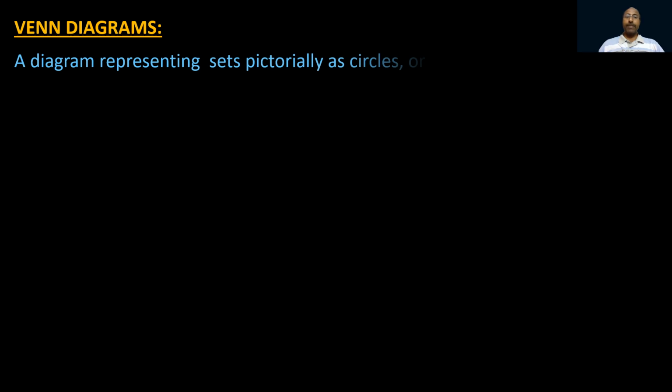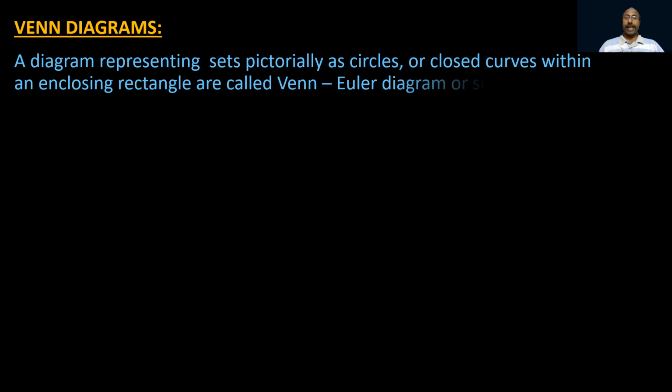Now let us see Venn diagrams. What is a Venn diagram? A diagram representing sets pictorially as circles or closed curves within an enclosing rectangle is called a Venn-Euler diagram or simply a Venn diagram. Let us see some examples.